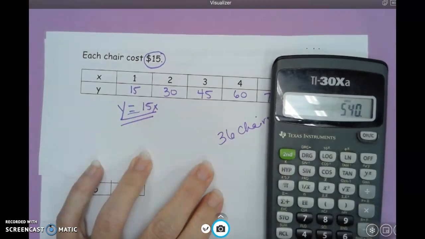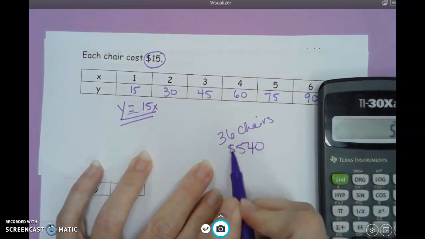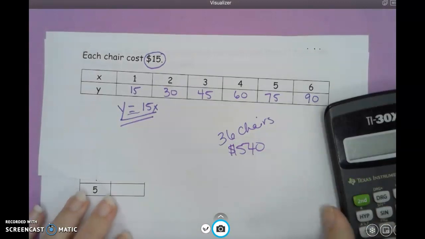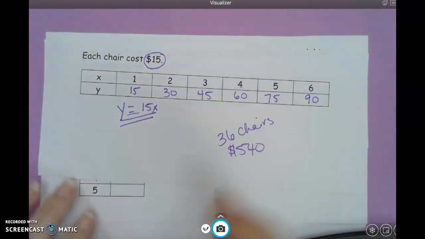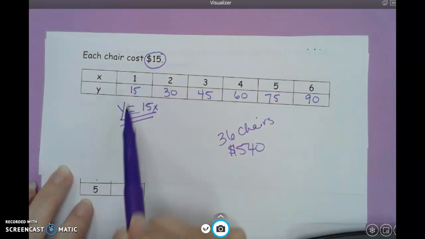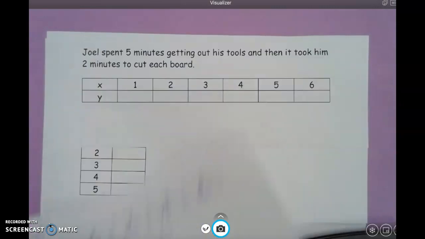And now I know that I'm going to spend $540 on chairs if I need 36. I don't have to keep that table going all the way to 36 because I've written a rule for it. Okay, here's our story, and I've written a rule for that story. Okay, so we might get just a little bit harder.